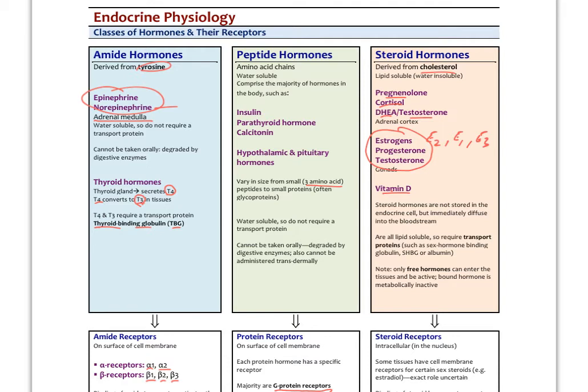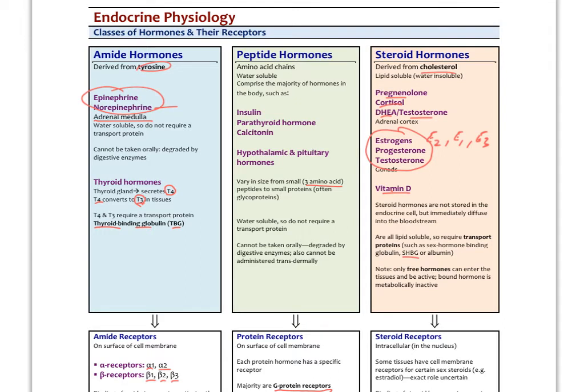A big one for estrogen, for example, and testosterone is sex hormone binding globulin. Now, all of these transport proteins, I should say as an aside, are made in the liver. So the liver has a major role of regulating hormones by binding up these hormones. In fact, most of the hormone in the blood is bound. Bound hormones, though, are not active.